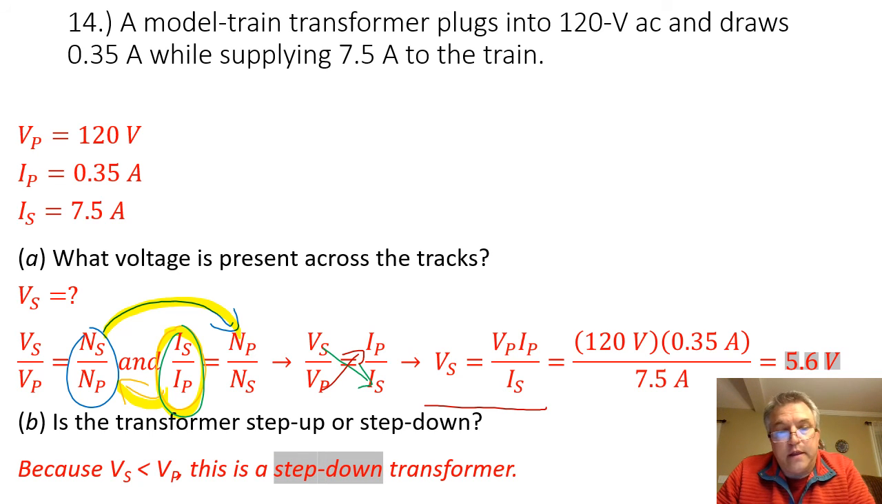The second thing that they ask us is, is this a step up or step down transformer? Because my secondary voltage is less than my primary voltage, my secondary voltage is 5.6 volts, my primary voltage is 120 volts. Because 5.6 is less than 120, this is a step down transformer.